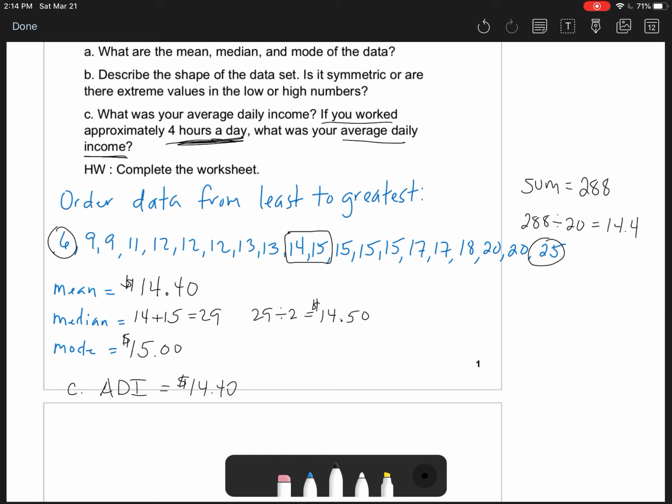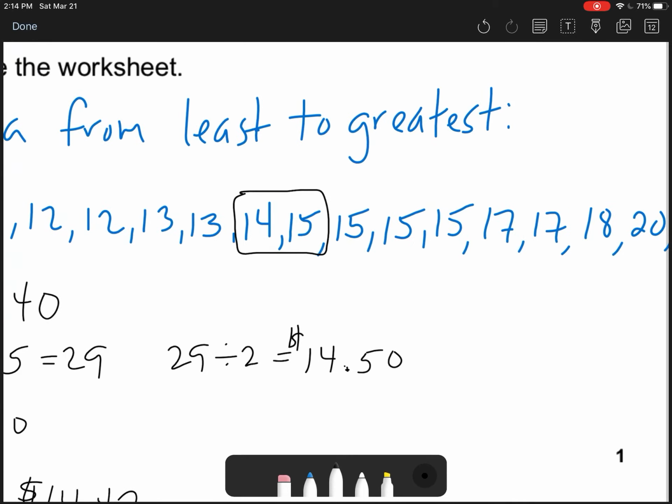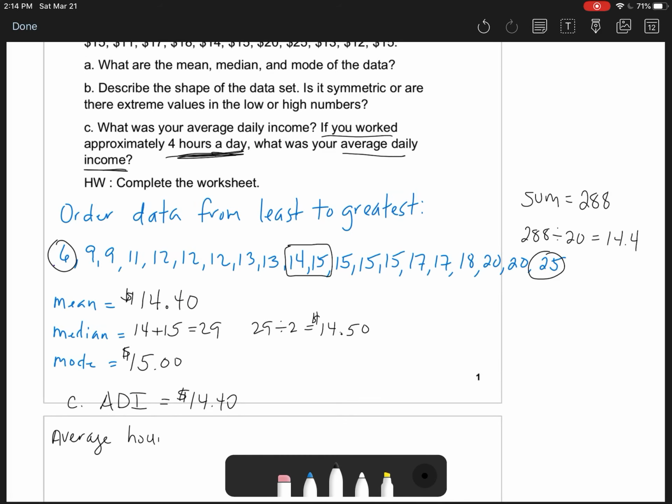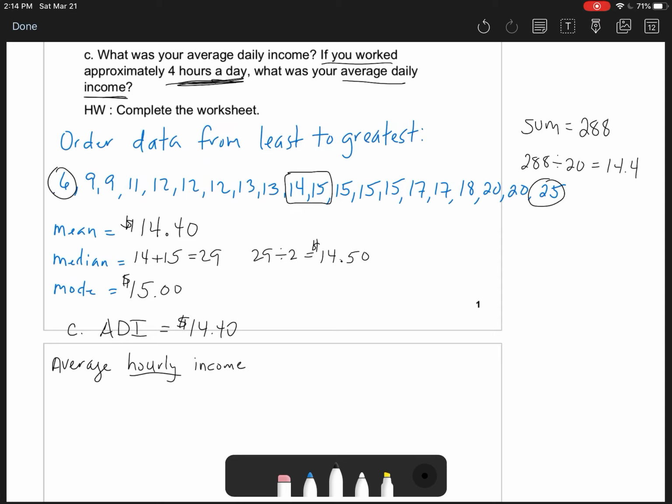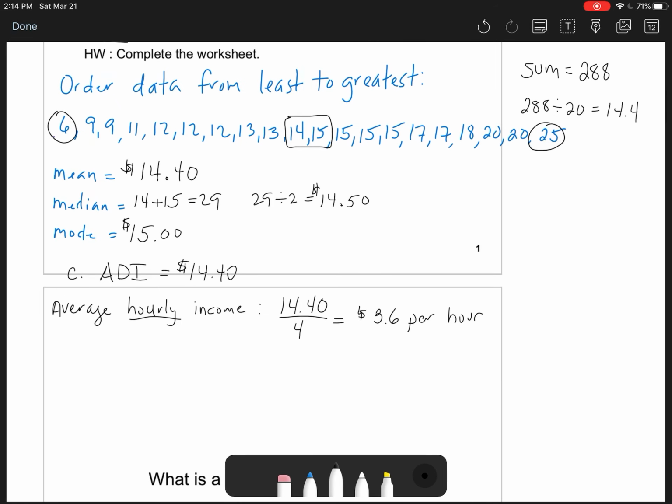If that word daily were changed to hourly, if instead it said our average hourly income, given the fact that we're assuming that we worked 4 hours a day, what you would do is divide 14.40 by 4, and that would give us $3.60 per hour.